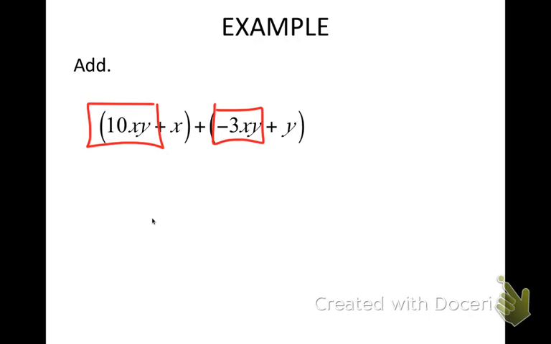10xy and a negative 3xy makes 7xy. Does this x have another x to add to it on this side? Nope, so it comes down. Does this y have anything to add with? Nope, so it comes down.